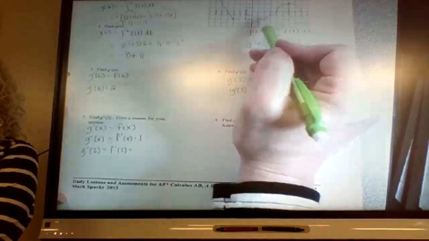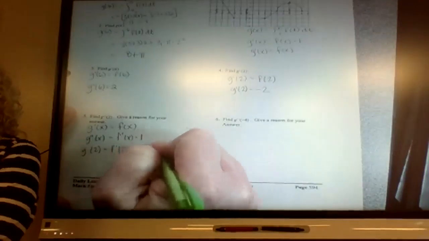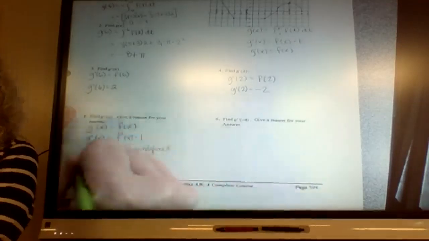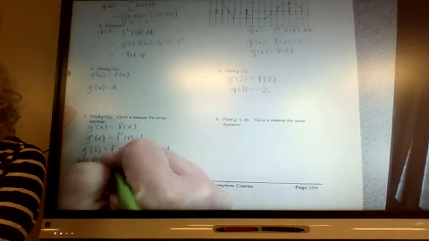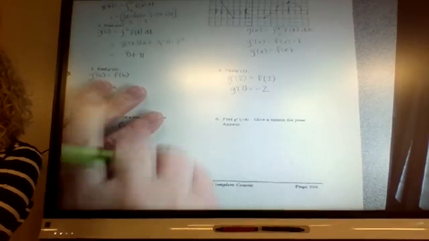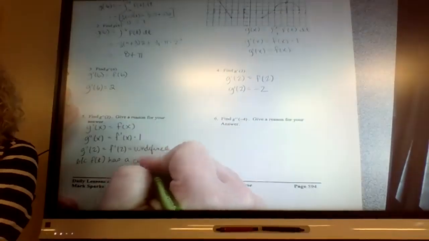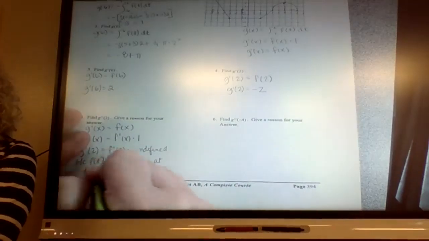Why not? It's at a cusp, right? It's undefined because f of t has a cusp. It does. So it has a cusp at t equals 2.